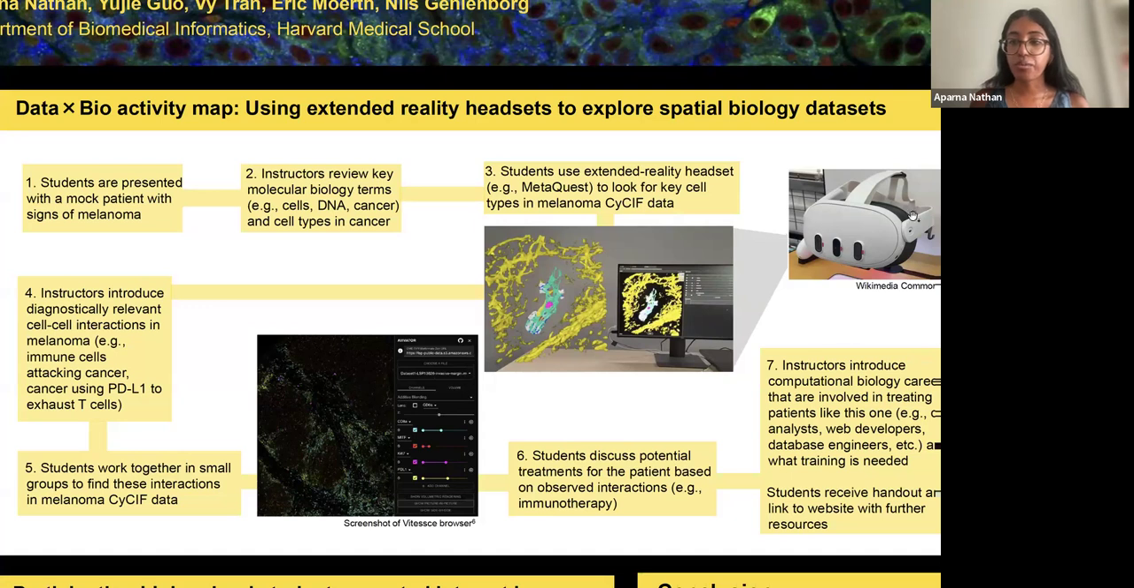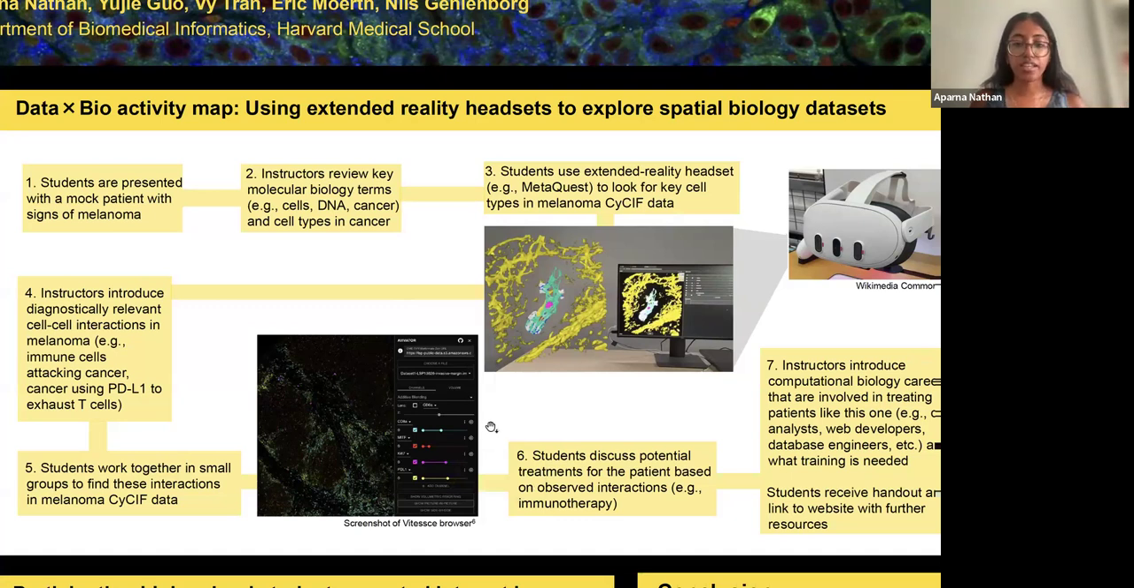While one student would wear the MetaQuest headset and explore in space, all the other students could still be engaged through a web browser where they could see what the student with the headset was seeing, and they could in fact modify which proteins were visible and what color they were and how bright they were.